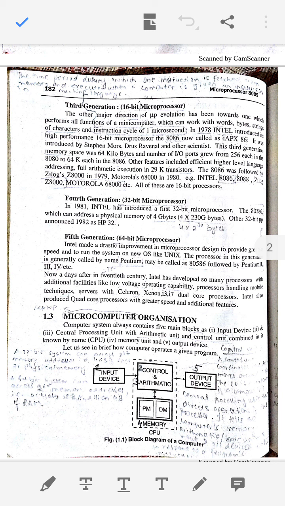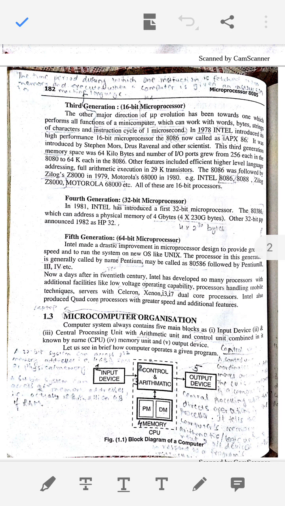Then the fourth generation microprocessor is the 32-bit microprocessor. Here we are going to talk about the year 1981. In 1981, Intel introduced the first 32-bit microprocessor 80386, which can address a physical memory of 4 GB, 4 gigabytes. Okay, it had physical memory of 4 GB.